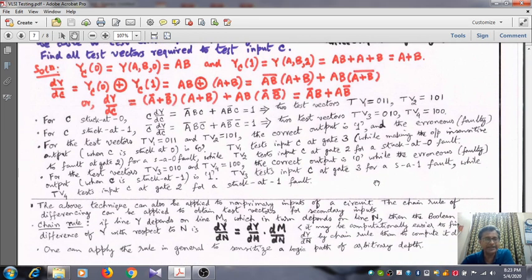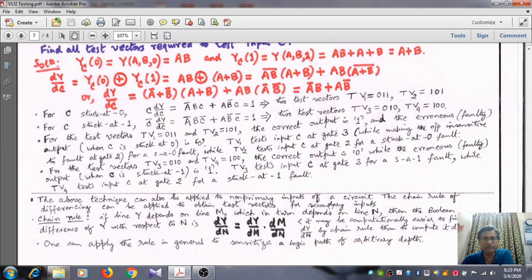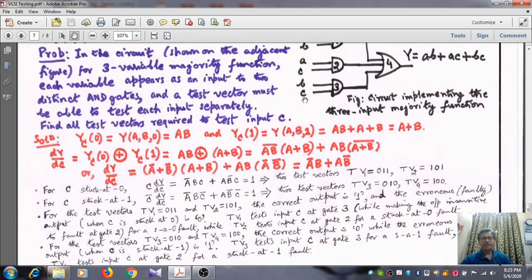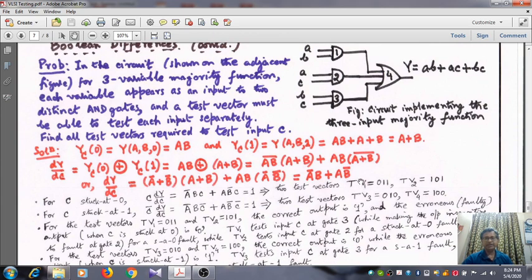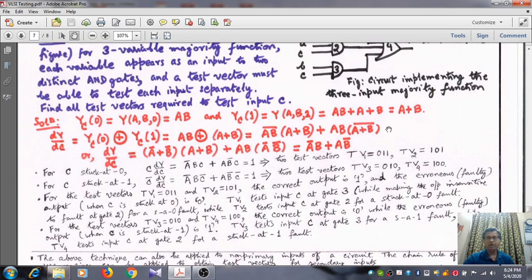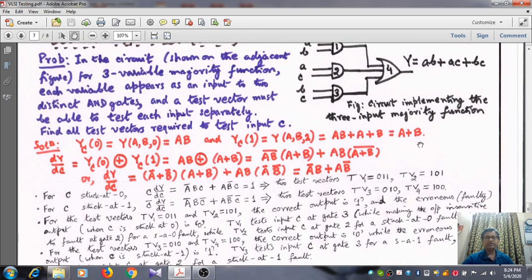Now, the above technique can also be applied to non-primary outputs of a circuit. We shall show by means of an example that in the path, see here for example, between A and C there are only 2 gates. Suppose between this and this there can be 3 or 4 gates, many gates. Then the entire expression will be very complex. Here it is very simple: AB OR with AC OR with BC, but you can have a very complex expression of output Y, which is a function of A, B and C.